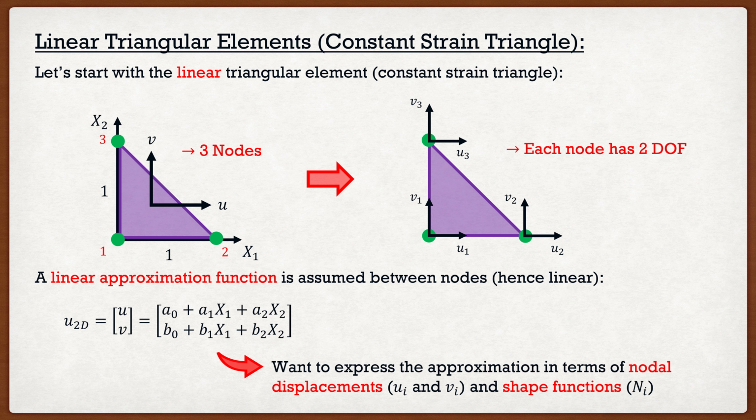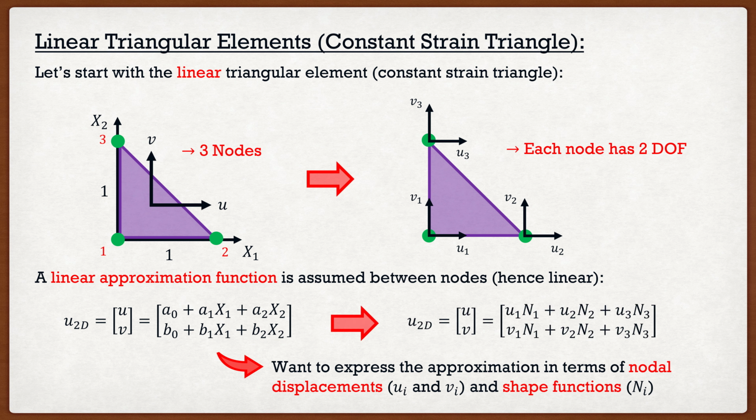So we can conclude that each node in this element has 2 degrees of freedom. From here, we're going to take that approximation function, which is a function of a naught, b naught, etc., and convert it so that instead of a naught, a1, a2, and b naught, b1, b2, it is a function of the nodal displacements u1, u2, u3, v1, v2, v3, and our shape functions. So we can see in here that we also have n1, n2, and n3. Those are going to be our shape functions, and those are the things that we did not define in our previous lecture, but now we are going to define them.